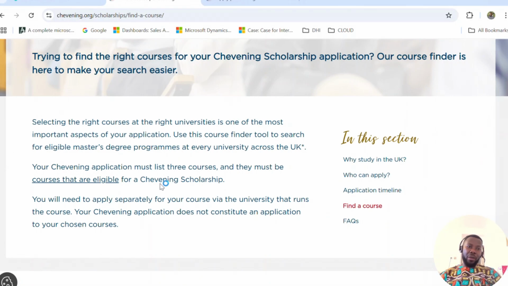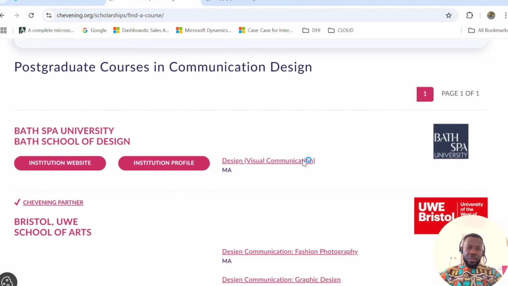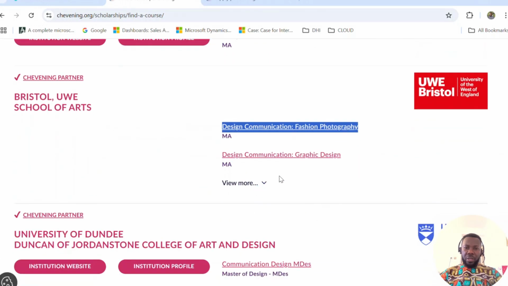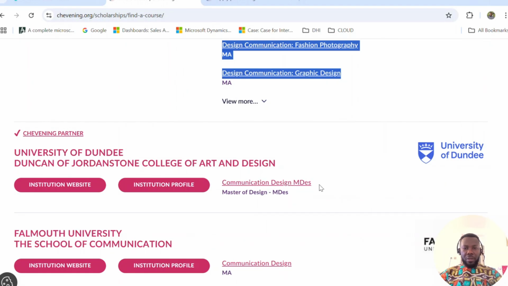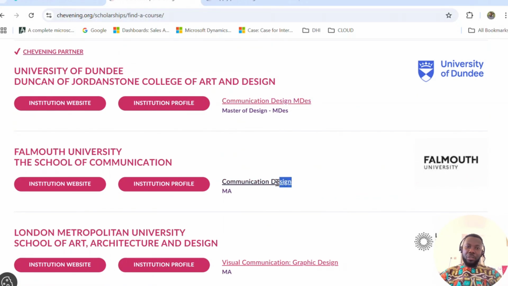So you can search for any course of your interest. Let's say a course such as communication design or design communication. I'm not quite sure which of them. Let's see if such a program exists. Yeah, they have design communication, fashion, photography. Again, they have design communication, graphic design at Bristol, and Communication Design, MDes, Master of Design and Communication. So there are several of them that you can choose from.